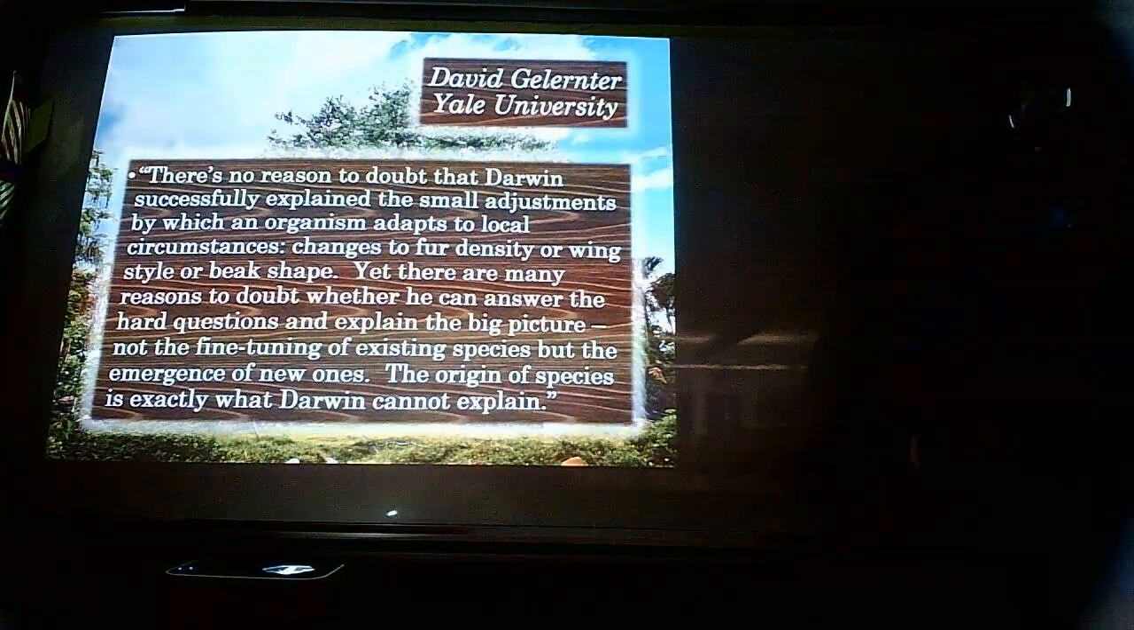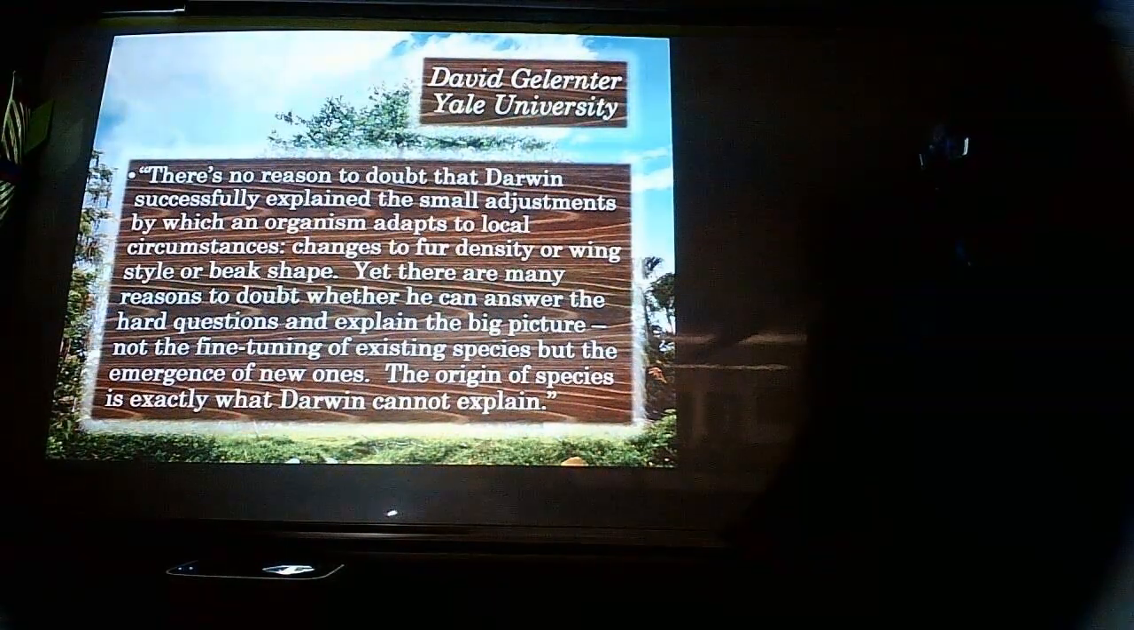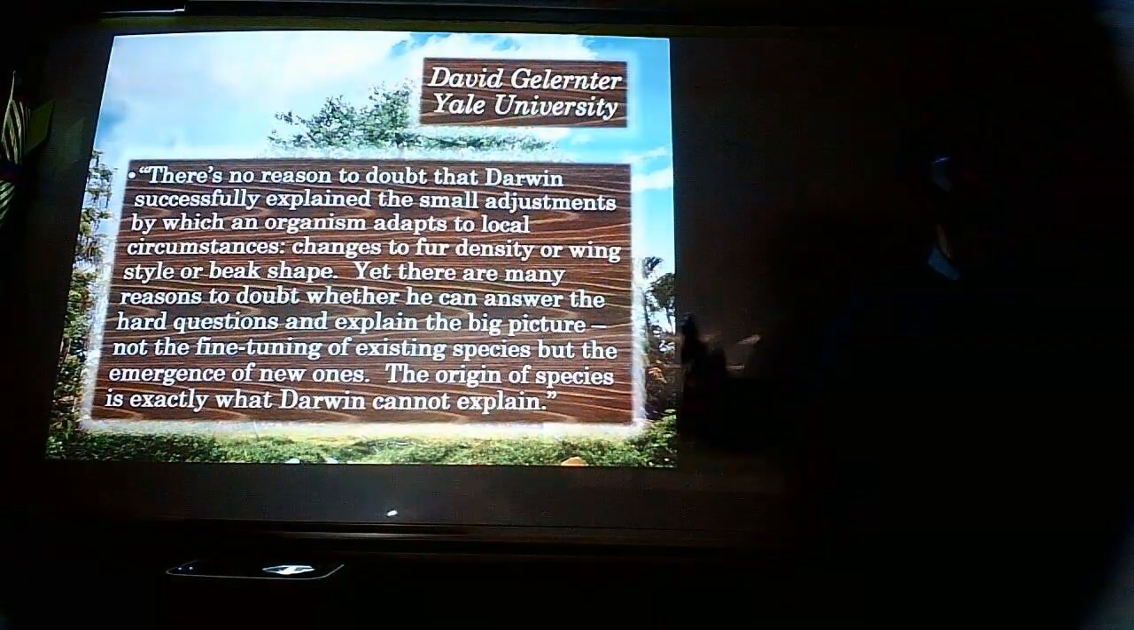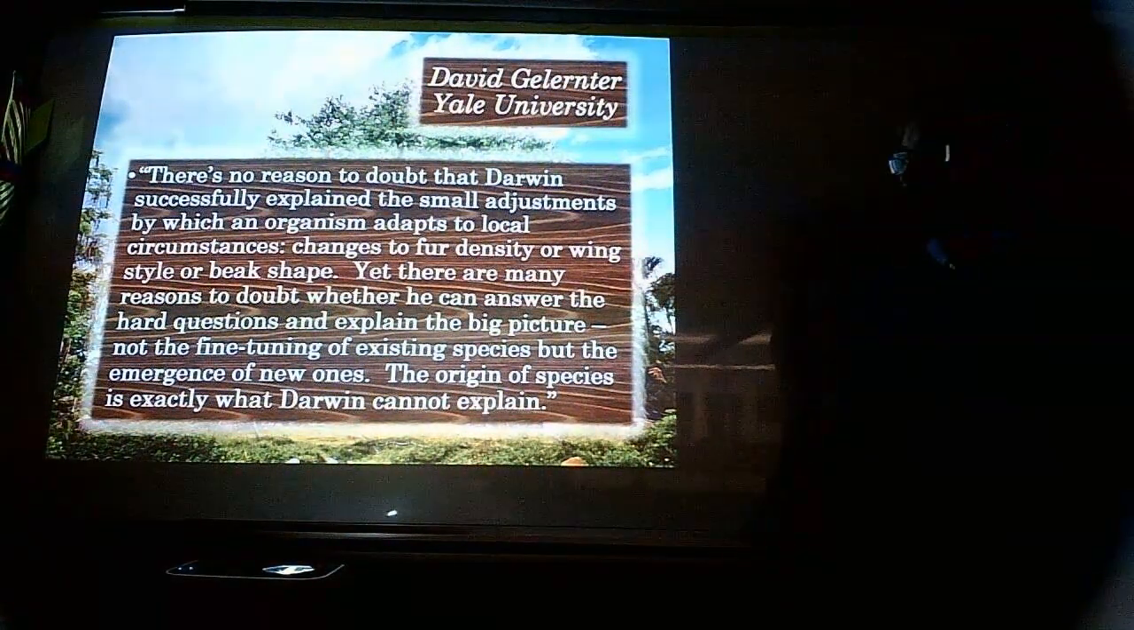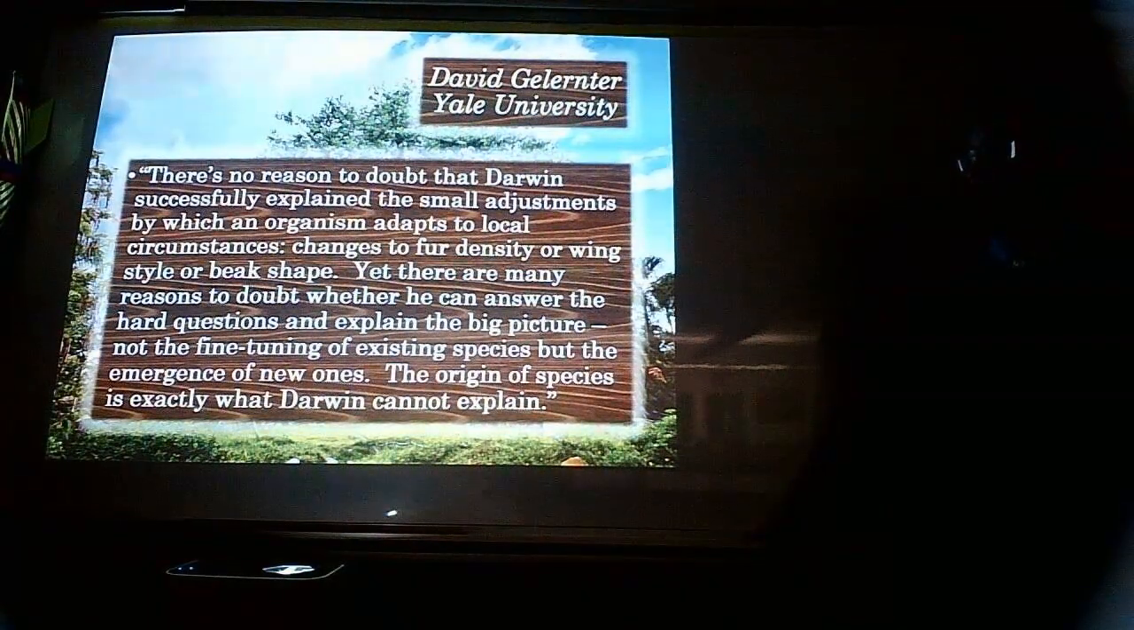And this is the end of his quote here then. "There's no reason to doubt that Darwin successfully explained the small adjustments by which an organism adapts to local circumstances, changes to fur density or wing style or beak shape. That's natural selection. It's a thing. It's true. Yet there are many reasons to doubt whether he can answer the hard questions and explain the big picture. Not the fine-tuning of existing species, but the emergence of new ones. The origin of species is exactly what Darwin cannot explain."